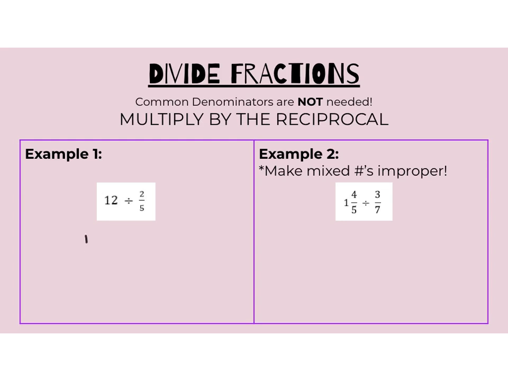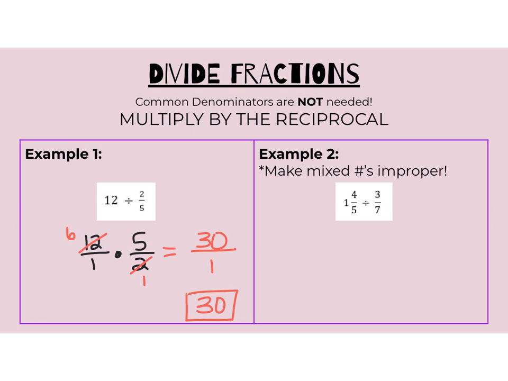We're going to keep the 12, and I'm going to write it as a fraction, and instead of dividing by 2/5, that is the same thing as multiplying by the reciprocal 5/2. And again, I'm going to cross cancel. 2 divided by 2 is 1, and 12 divided by 2 gives me 6. Multiplying straight across, I would get 30 over 1, or just 30.